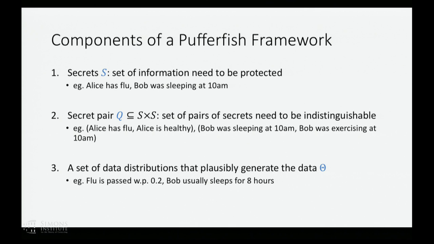For example, we may assume flu is passed with a certain probability, or Bob lives with a certain lifestyle. So this theta is basically where the data correlation is captured. And every distribution in theta represents one adversary's belief about how our data is generated. And we're going to protect against all the adversaries whose belief lies in this distribution set, capital theta.